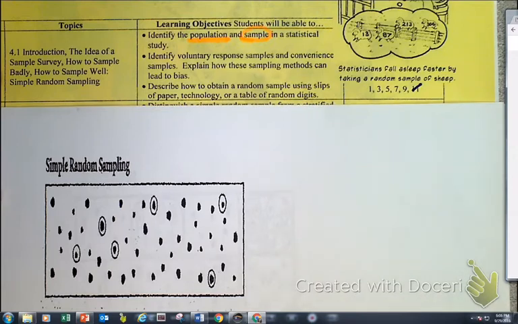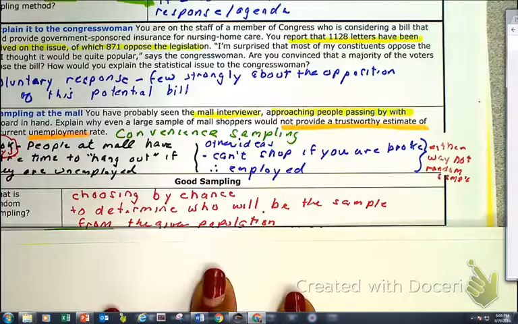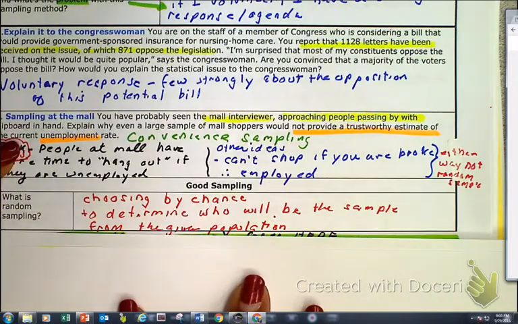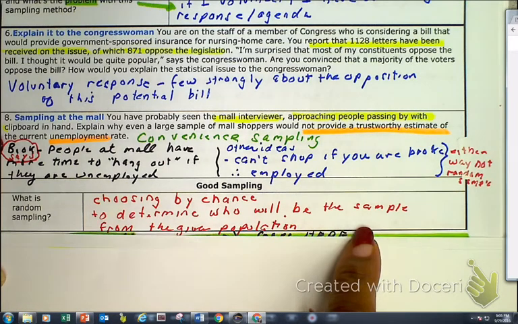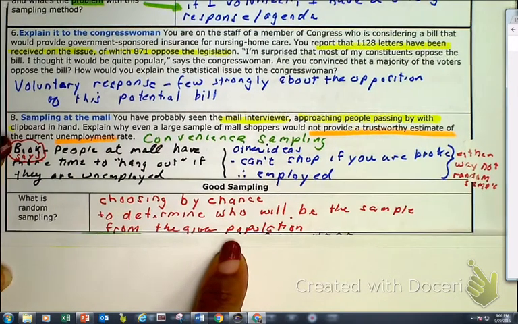So let's get started. Go to your notes, page 3. So as we look at page 3 at the bottom, pretty sure it's page 3, is it? Yes. Okay, what is the idea of random? Well, we know random is choosing something by chance to determine who is going to be a part of our sample. And it is important that bias is taken away because remember, we take random samples and we make conjecture about the entire population.